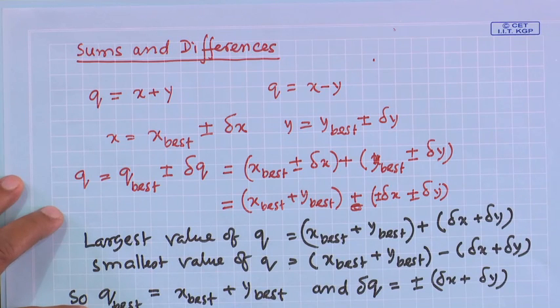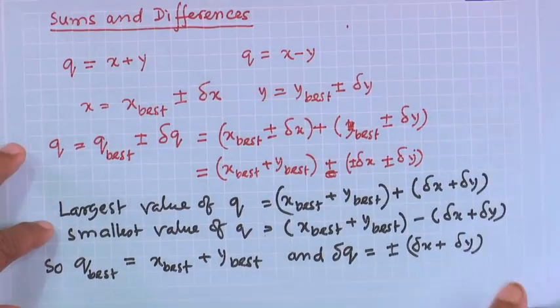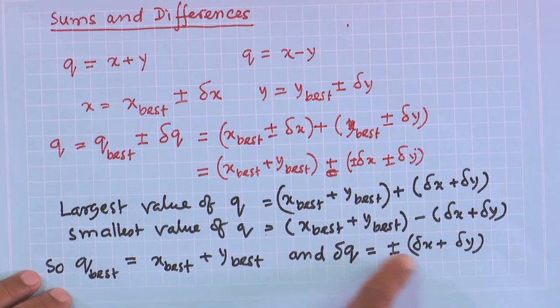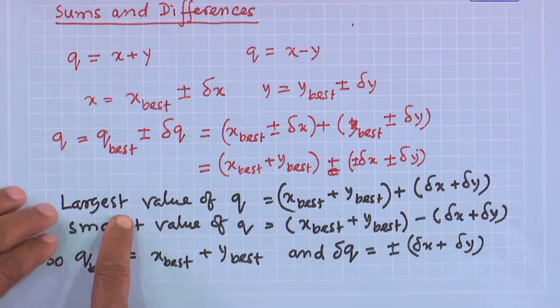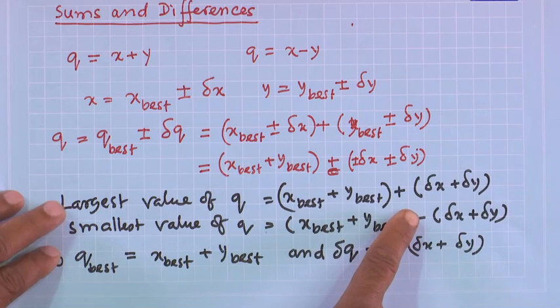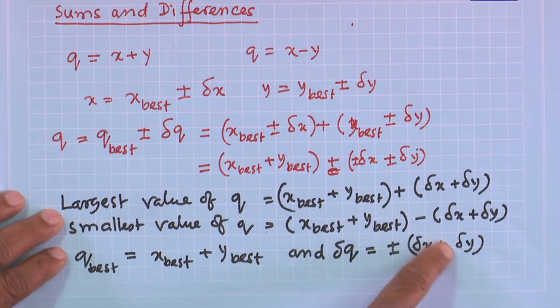So, q best is equal to x best plus y best, and then delta q, this is basically the error, this delta q. So, we can write it as plus minus delta x plus delta y. Delta x plus delta y, what does it mean? Basically, this error defines a lower limit and an upper limit. So, this value will be between these two limits. From here we got that when it is plus, it is the largest value, when it is minus, it is the lowest value.